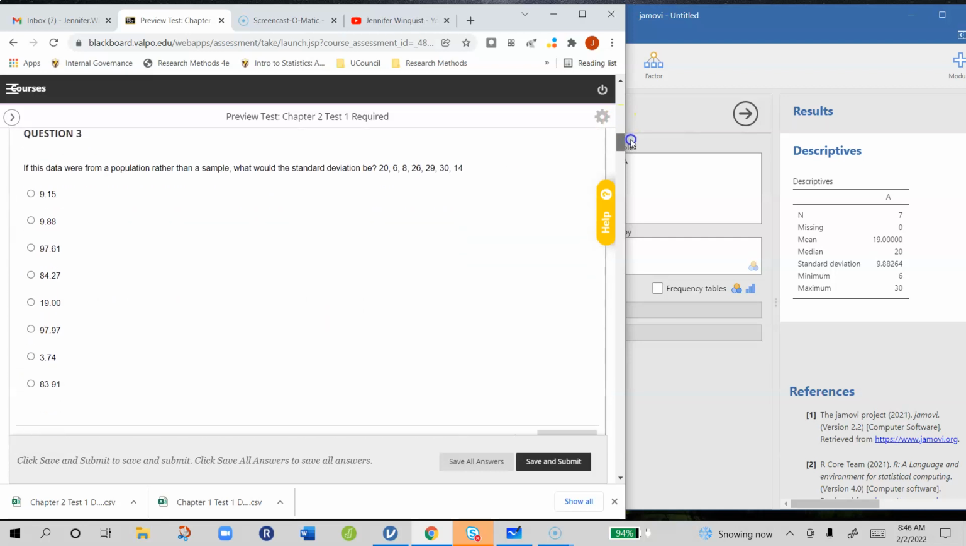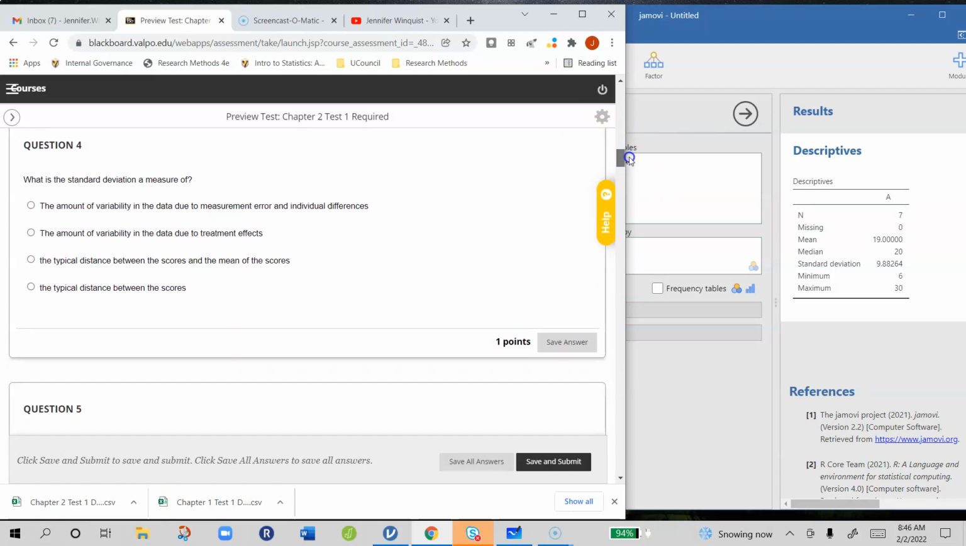For question 3, we ask you, well, if the data were from a population rather than a sample, what would the standard deviation be? And noting that you don't get this from Jamovi, right? You're just going to have to infer what the right answer is here. And it's going to be very close to the sample standard deviation. And the only value here that's very close is the 9.15. If we were doing this by hand, we would see that for the population standard deviation, we would divide by the n of 7 instead of dividing by n minus 1, or 6, for the sample. Right?